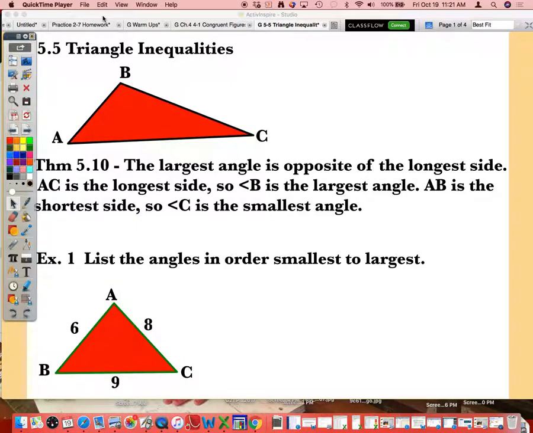Presented four different ways. One, it will give you the angles of a triangle, and the problem will say, list the sides in order. Now it could say shortest to longest, or it'll say longest to shortest. It may ask what is the shortest side. It may ask what is the longest side. Those are the questions that you'll see from option 1.